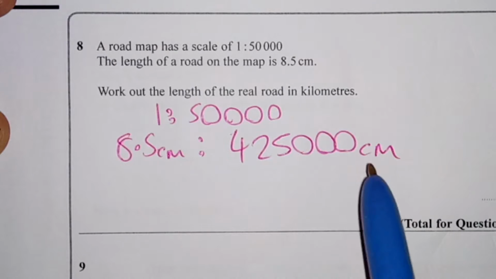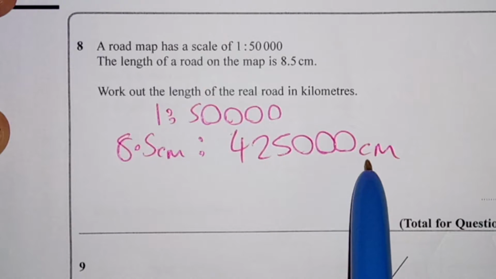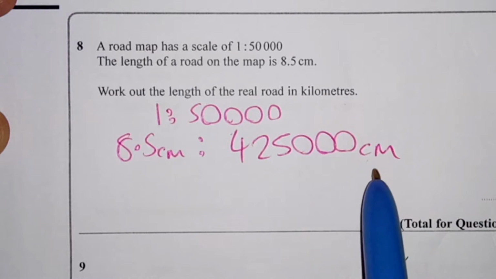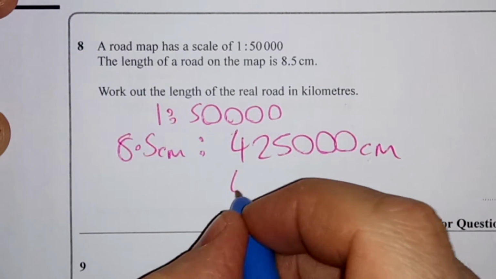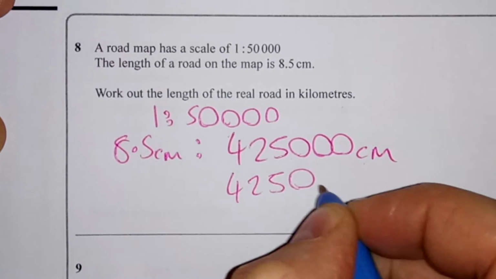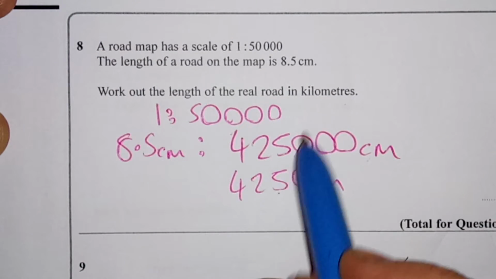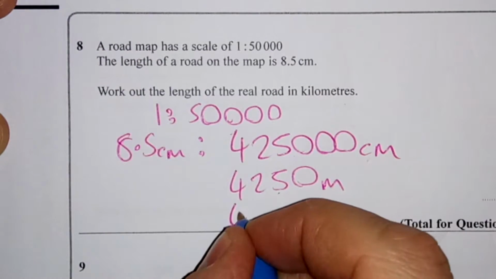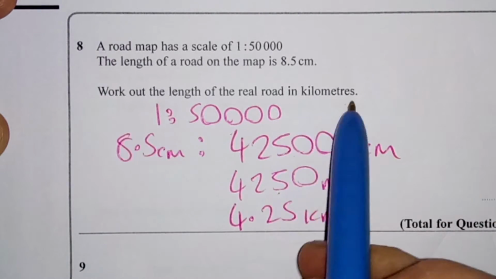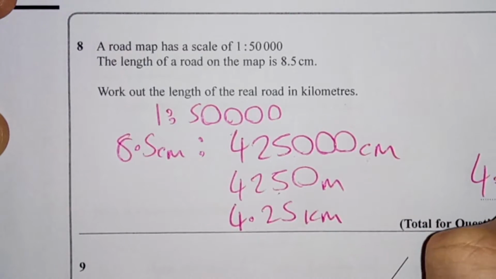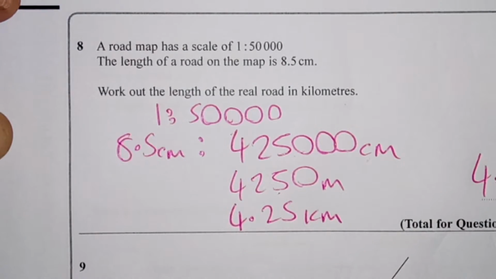Now, kilo means 1,000. So change your centimetres was 1,000 metres. So to change the centimetres into metres, we have to divide it by 100. So it's going to be 4250 metres. And to change this into kilometres, we divide it by 1,000, which is 4.25 kilometres. We don't have to round it, so the answer is 4.25 kilometres.